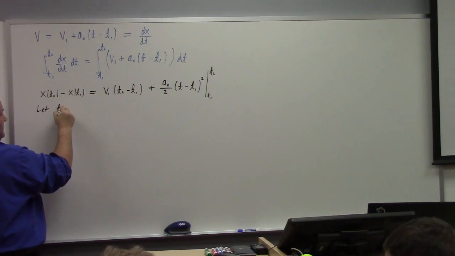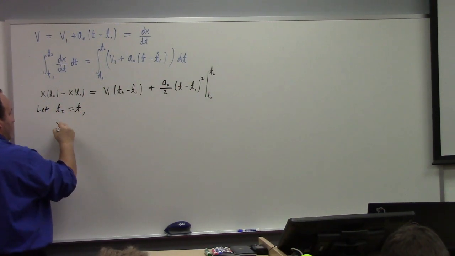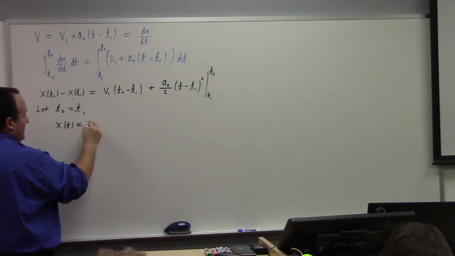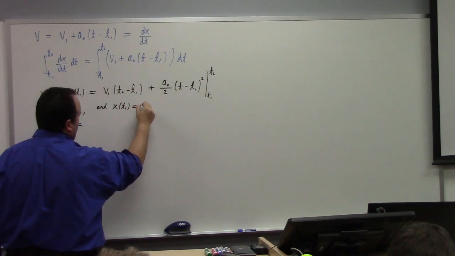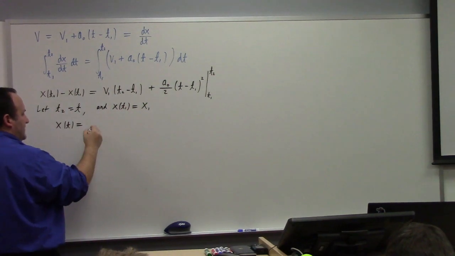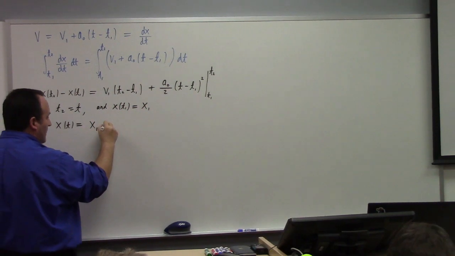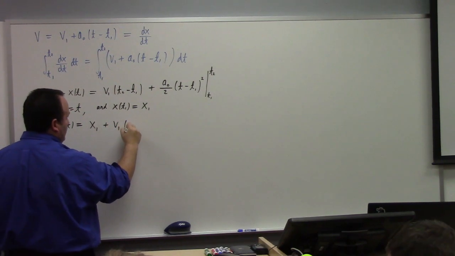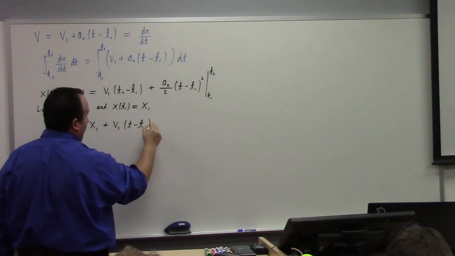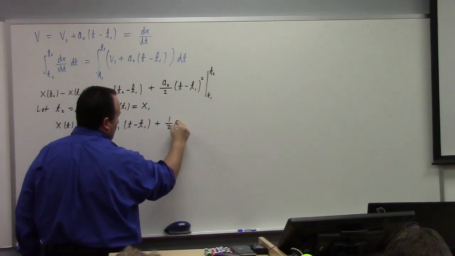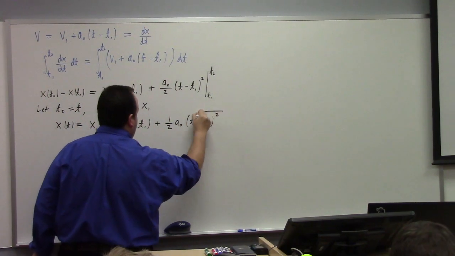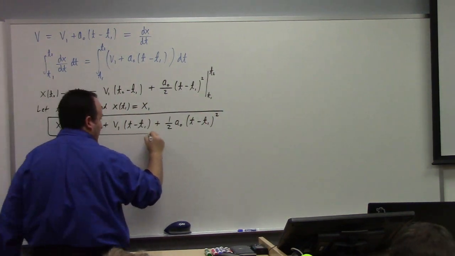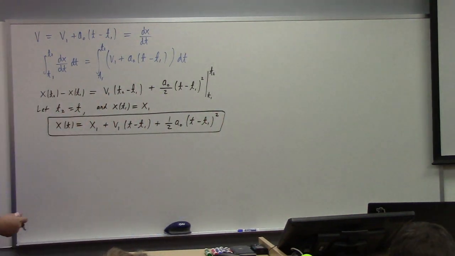I'm going to let t2 equal t, and this gives us x at time t. I'm also going to let x of t1 be equal to x1. And this gives me x of t is x1 plus v1 times t minus t1 plus 1/2 a sub 0 times t minus t1 quantity squared. And there you go. That's one of the kinematic formulas, right? So if we have constant acceleration, this is how we find the position as a function of time.